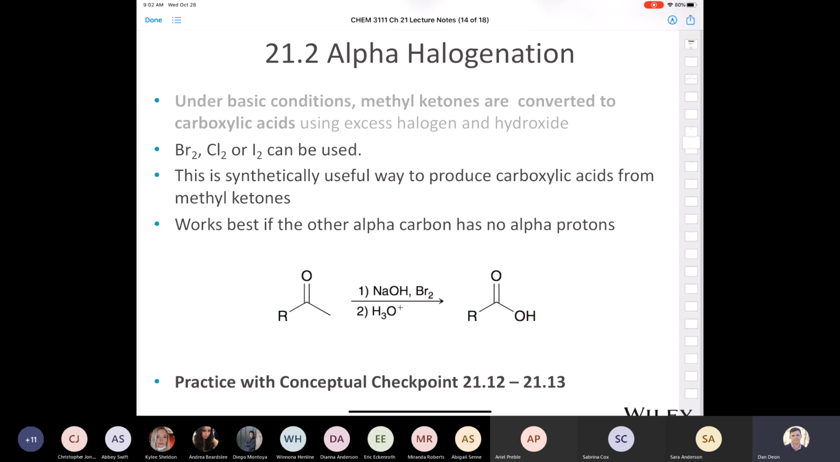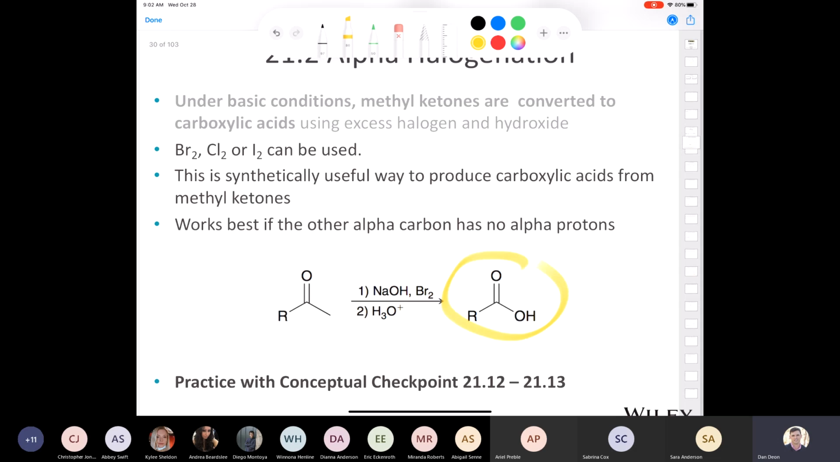Think of all the crazy reactions that you learned with carboxylic acids back in chapter 20. I'll refresh your memory: you spent a lot of time learning about carboxylic acid chemistry. So you can imagine that if we can take a methyl ketone and convert it to a carboxylic acid, this reaction is going to come up quite a bit in the practice problems. This is a really important reaction.